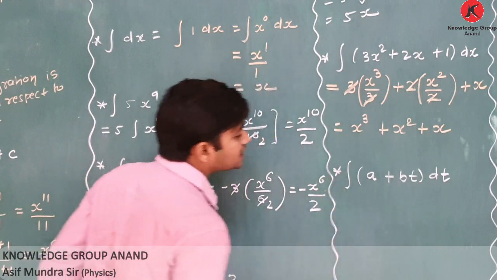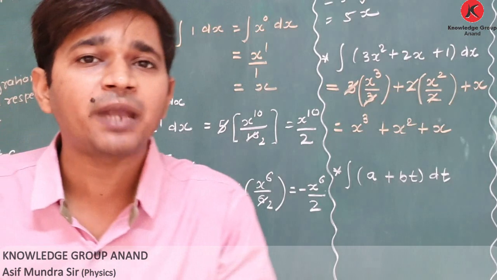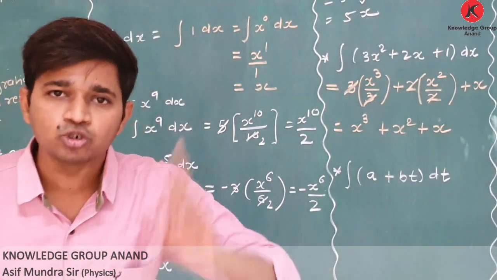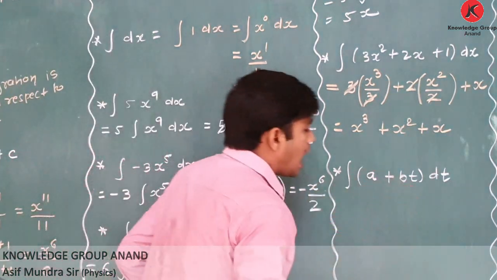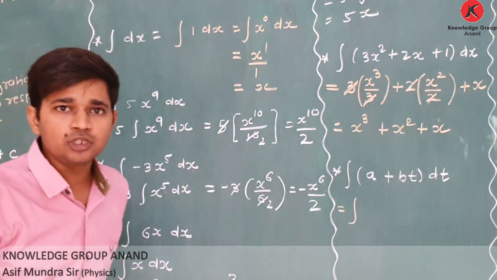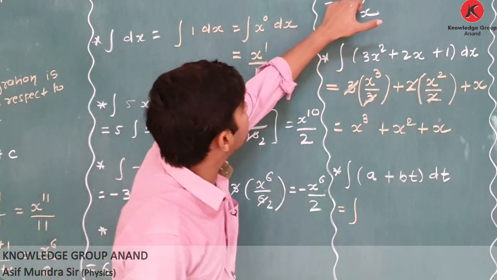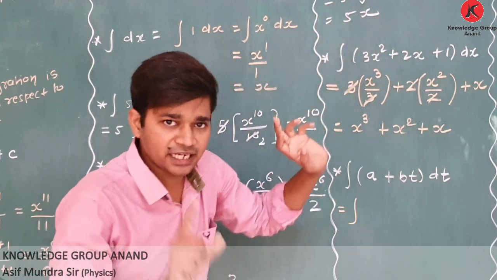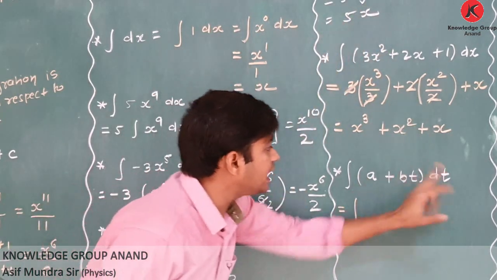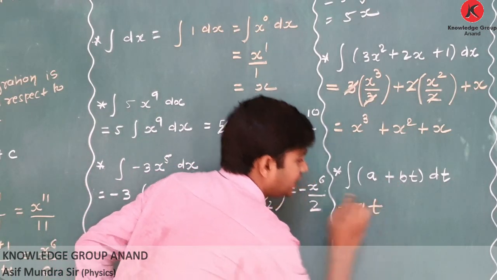Now if you are given like this, integration a plus bt dt. See here integration is with respect to t. Okay. So see how to simplify this: it is equal to integration a dt plus integration bt dt. We know that integration 5 dx is 5x. Then what is integration a dt? Yes, it is at.